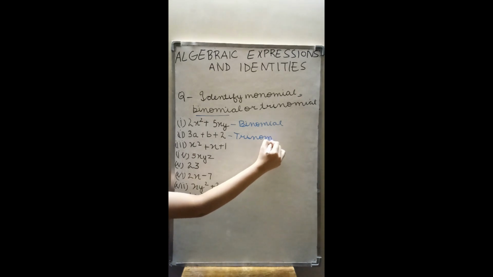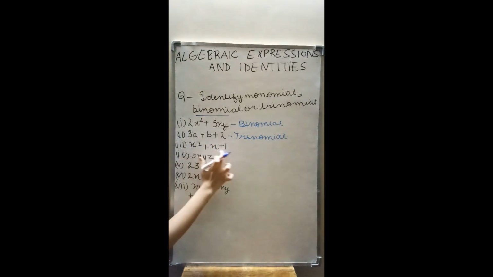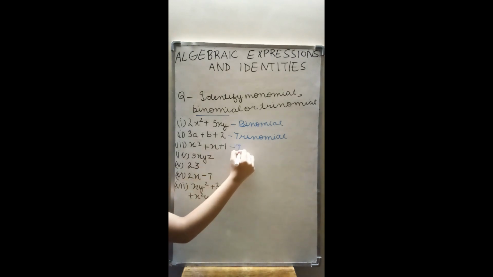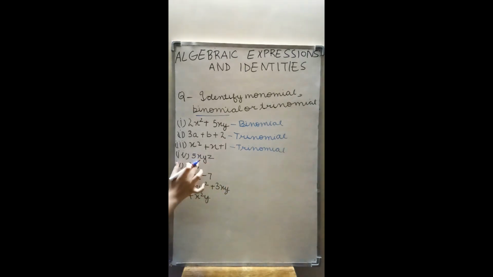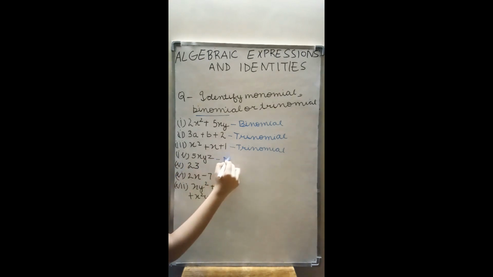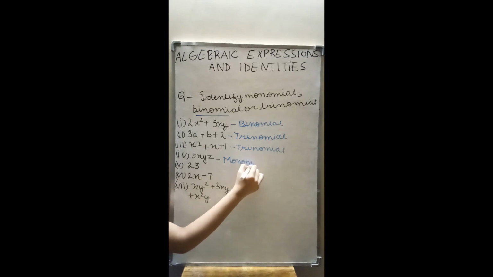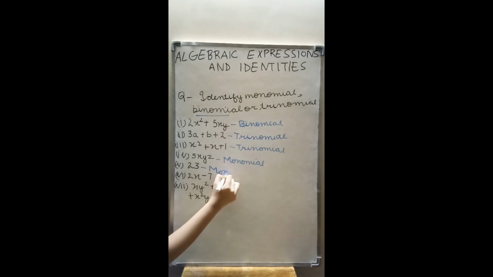Now let's move to the third part. This expression is also having 3 terms. It means that this is a trinomial. Now the fourth part is 5xyz. As you can see, there is 1 term only in this expression. It means that this expression is a monomial. Next, the fifth part is 23. This is an expression with 1 term. It means that this is a monomial.